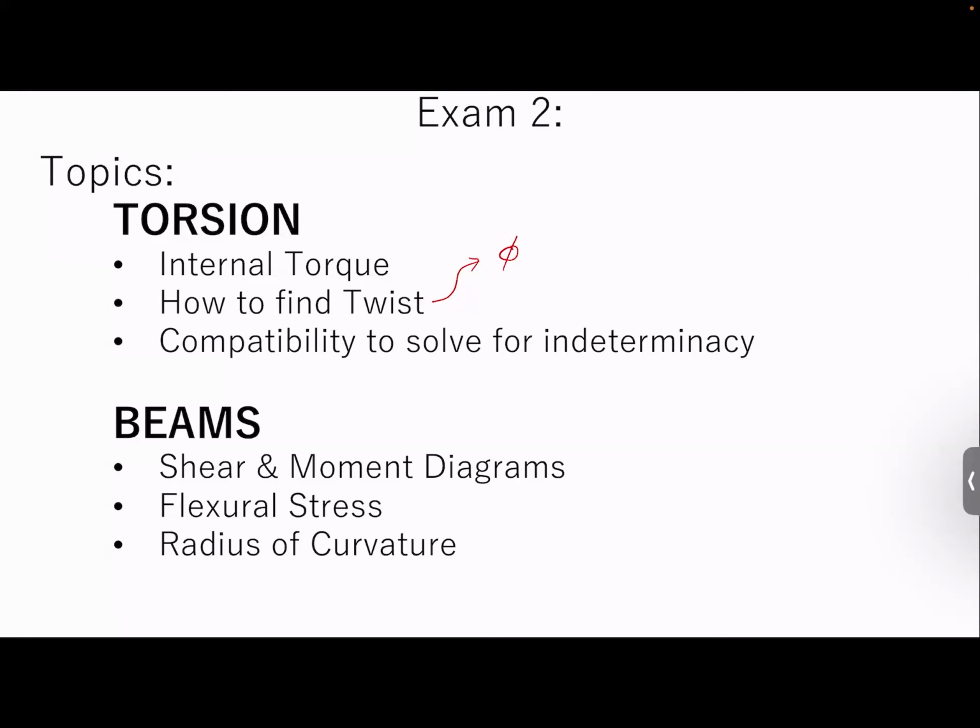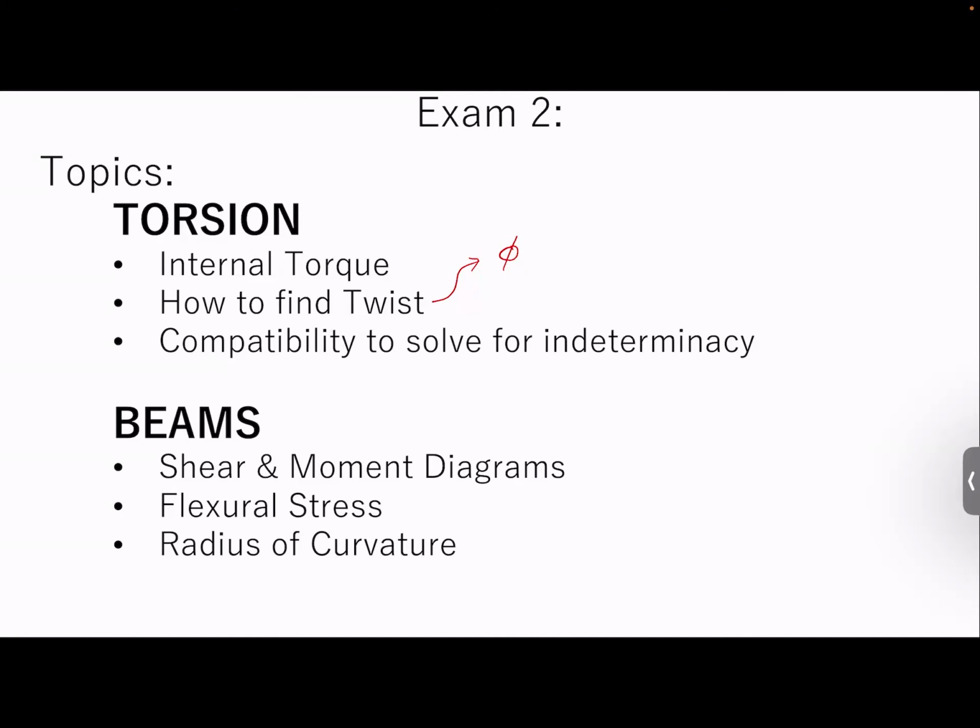Remember on the last exam, we talked about thermal, compatibility, and superposition of point loads and deformation. We can do the same when it comes to twist, setting the points equal to each other where you know the twist is going to be equal.